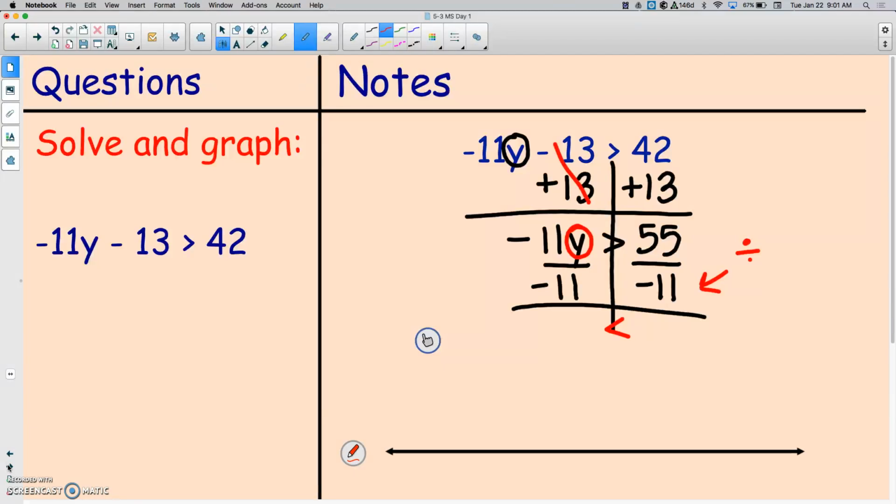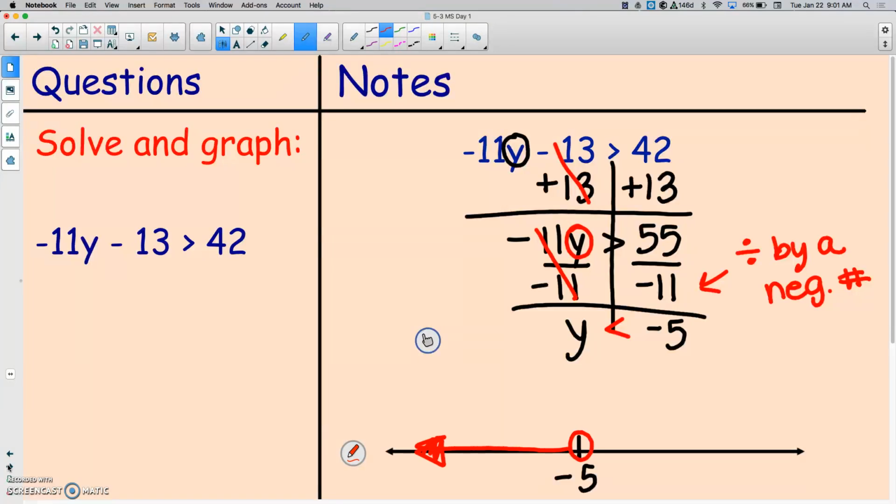So if you divide by a negative, flip your symbol. Dividing by a negative number. So negative 11s cancel out. 55 divided by negative 11 is negative 5. So now I have y is less than negative 5. Less than is an open circle, but my ray goes to the left, and two numbers less than negative 5 would be negative 6 and negative 7.